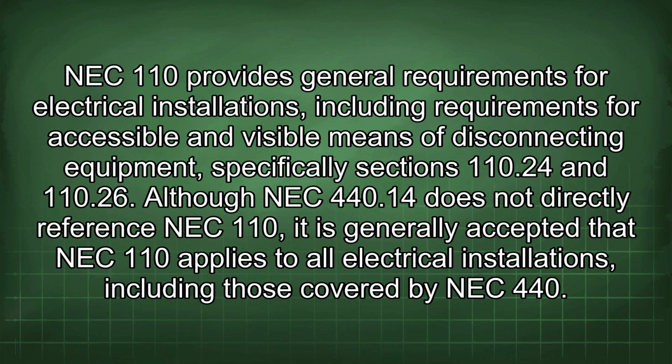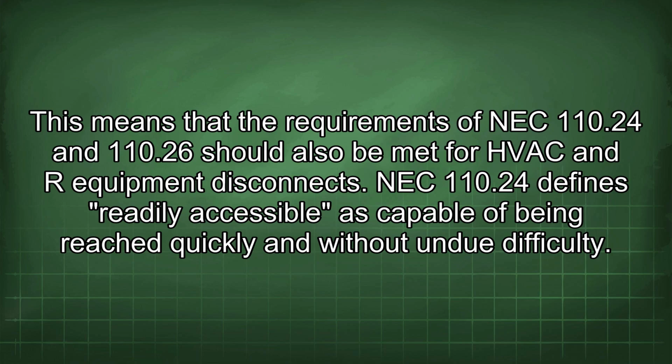NEC 110 provides general requirements for electrical installations, including requirements for accessible and visible means of disconnecting equipment, specifically sections 110.24 and 110.26. Although NEC 440.14 does not directly reference NEC 110, it is generally accepted that NEC 110 applies to all electrical installations, including those covered by NEC 440. This means that the requirements of NEC 110.24 and 110.26 should also be met for HVAC and R equipment disconnects.